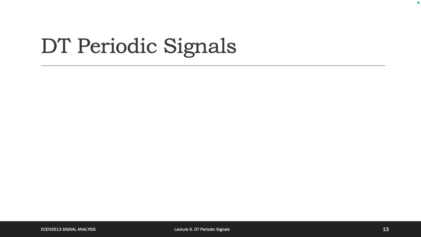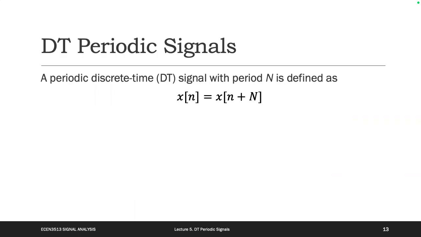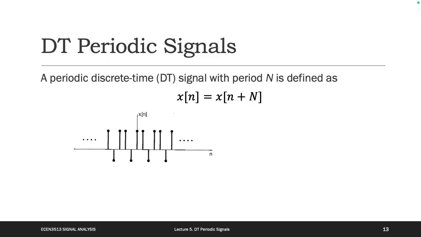Okay, that is CT periodic. Let's talk about the DT periodic signals. The DT periodic signal is similar to CT, and the difference is that my period is not T, it's just N. What is this N? This N is just a term, am I right? But this term should be an integer. For example, this one is a signal.